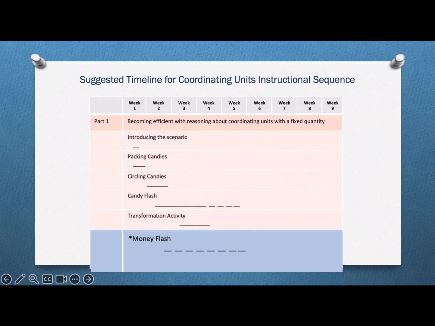The timeline also shows an activity called Money Flash that is described on the website. We include it in this timeline because it complements part 1 of the coordinating unit sequence. Our recommendation is that this activity be used along with the coordinating units sequence as shown here.